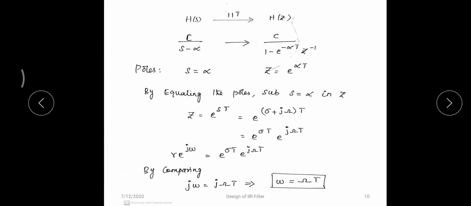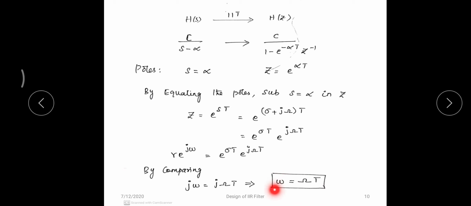We know that s is nothing but Laplace notation. So s is equal to sigma plus j omega. Now you can expand this exponential term e power sigma t into e power j omega t. Now z is nothing but r into e power j omega. It is the form of polar coordinates, so magnitude and phase component. You can equate the phase component. So this is e power j omega, this is e power j omega t. So j omega is equal to j omega t. So that is giving omega is equal to omega t.